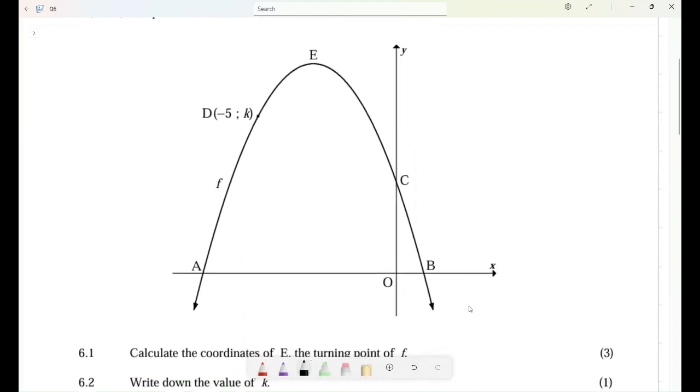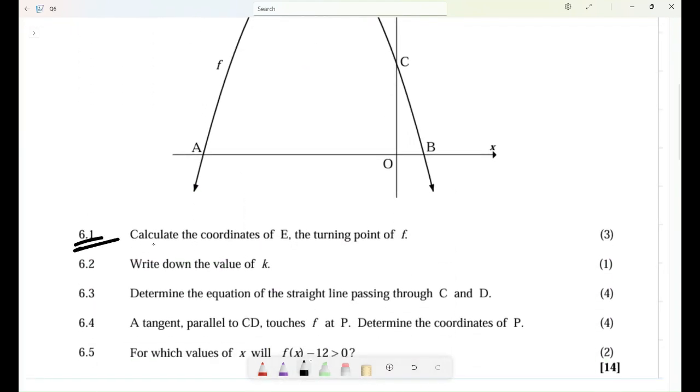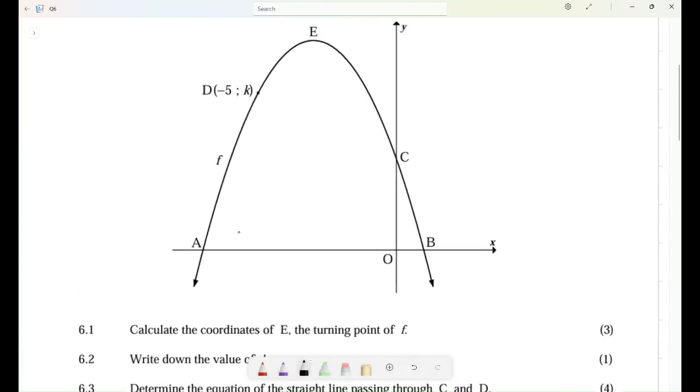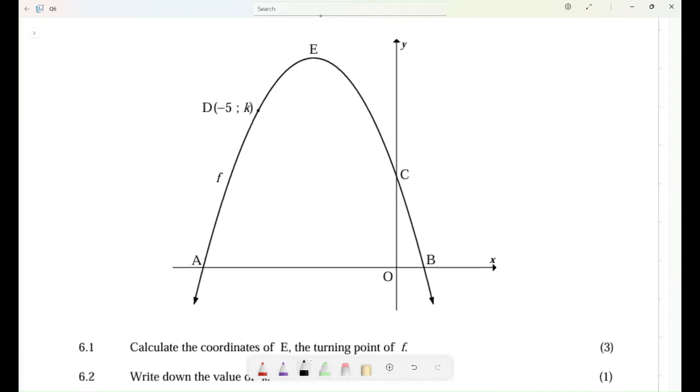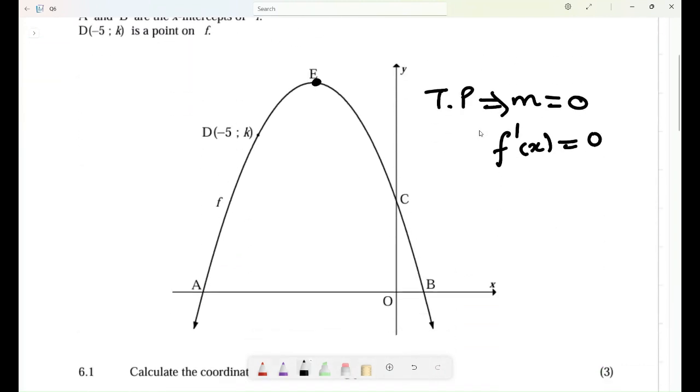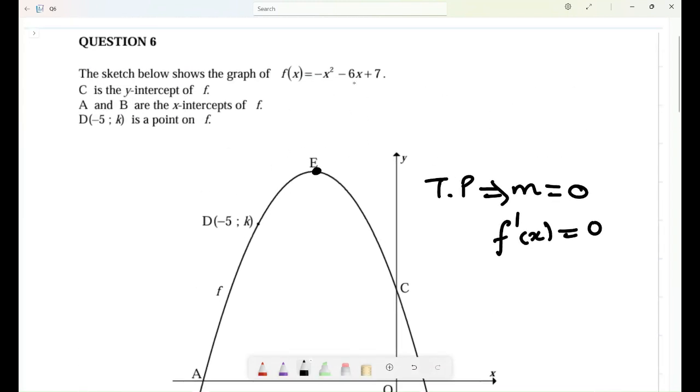All right, so now 6.1 says calculate the coordinates of E, the turning point of f. Remember, if you have already done calculus, you know that at the turning point the gradient is equal to 0. The gradient is the first derivative of a function. So the first derivative of this function should equal 0. What is the derivative of this function?